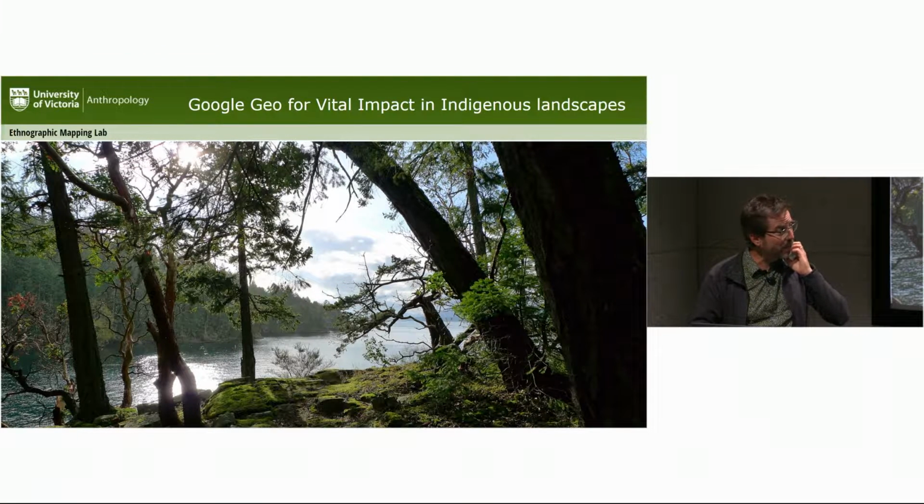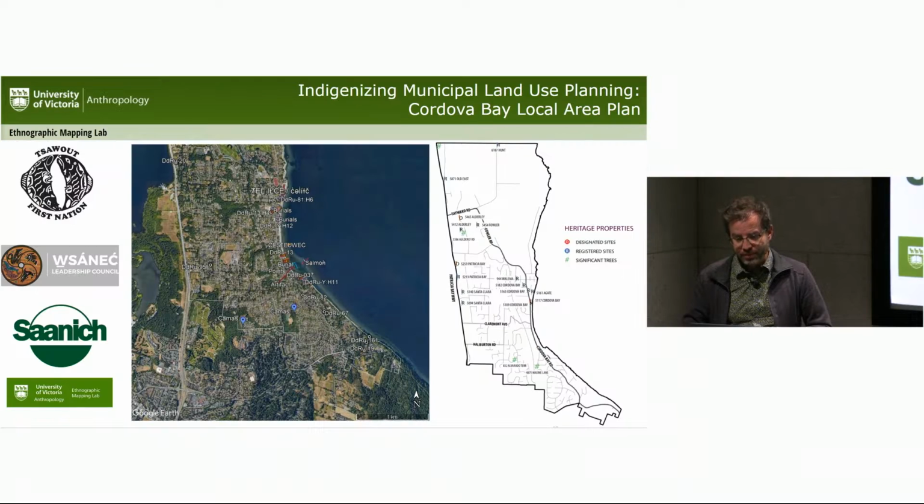So I wanted to conclude with one small example about how a simple Google Earth map can be put together and leveraged for really vital impact to protect the values that are associated with Indigenous landscapes. And so this is our most recent project, which is around indigenizing municipal land use planning. And so here is an urban community which an Indigenous community had been displaced from in the 1850s. This is on southern Vancouver Island, not far from the city of Victoria.